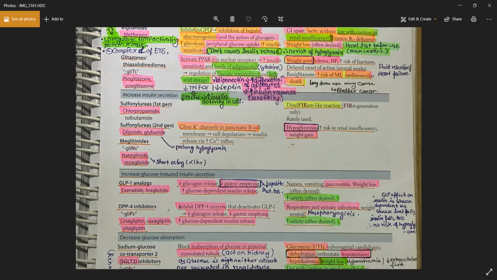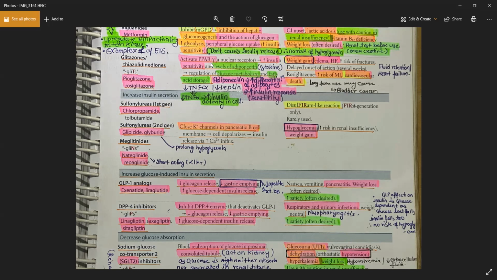Then come the glitazones, or thiazolidinediones. These are rosiglitazone and pioglitazone. They activate PPAR gamma. Remember the PPAR alpha activators, where we studied them? Does anyone remember? Hyperlipidemia, and what drugs? Was it ezetimibe? No. Fibrates, gemfibrozil, right? Fenofibrate. They activate PPAR alpha, and the glitazones activate PPAR gamma.